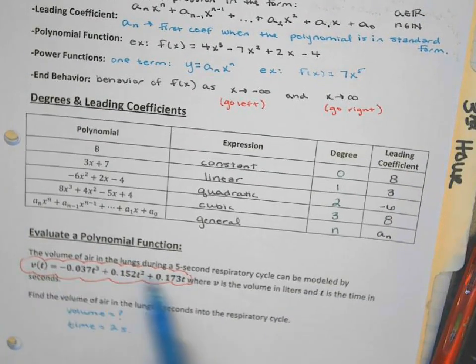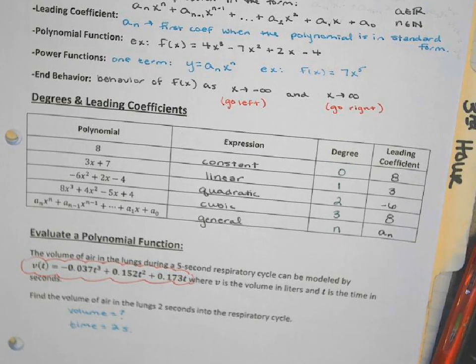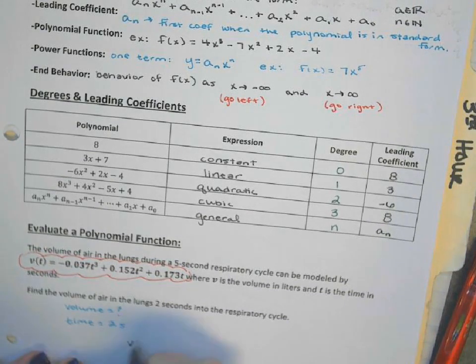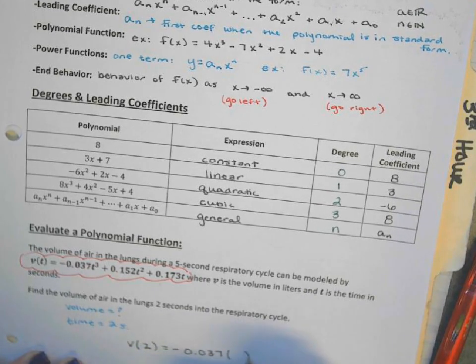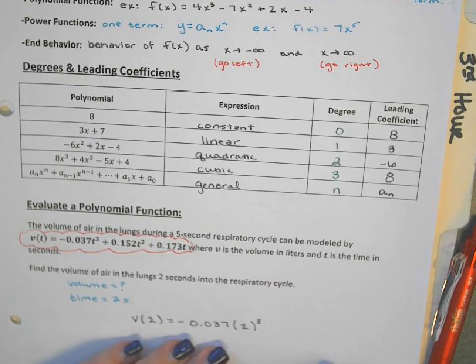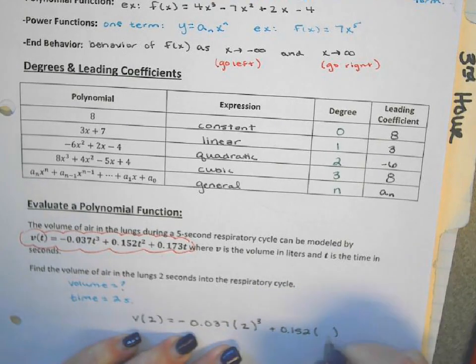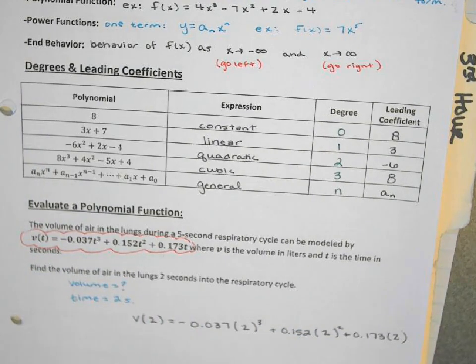So all I'm going to do is take this equation, or this function that's given to me. I'm not going to fill in V because I don't know what that is, but I'm going to fill in that the time is 2. So when I fill this in, V of 2 equals negative 0.037. T is 2, so I'm going to fill that in, cubed, plus 0.152. The T I don't know. Oh, wait, I do. It's 2 squared plus 0.173 times the T I know is 2.